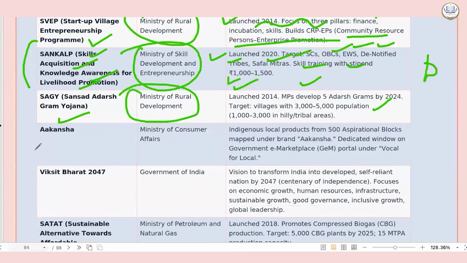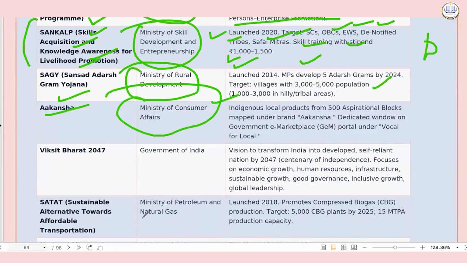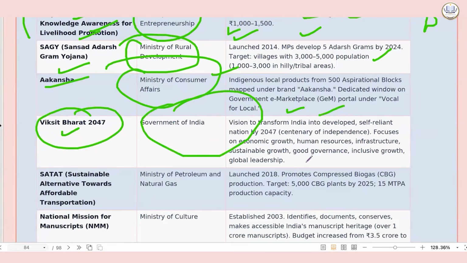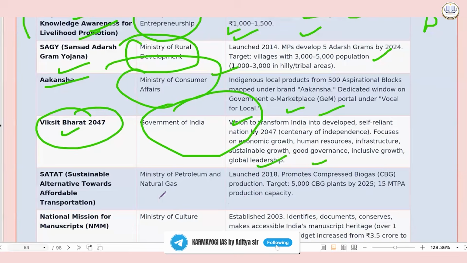We have Akansha, under the Ministry of Consumer Affairs. Indigenous local products from 500 aspirational blocks are mapped under the brand Akansha, with a dedicated window on the Government e-Marketplace portal under Vocal for Local. Viksit Bharat 2047, Government of India, is a vision to transform India into a developed, self-reliant nation by 2047. The Centenary of Independence focuses on economic growth, human resources, infrastructure, sustainable growth, good governance, inclusive growth, and global leadership.